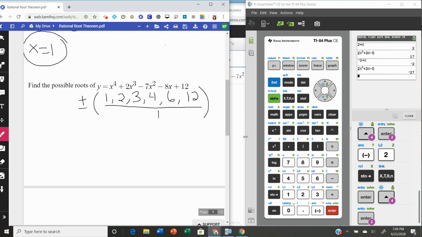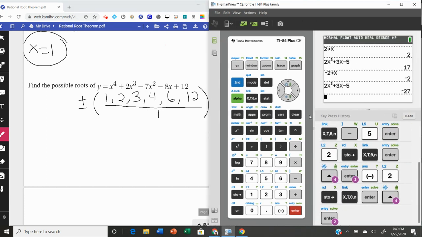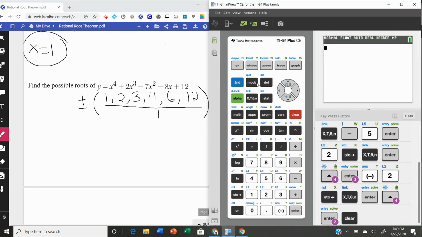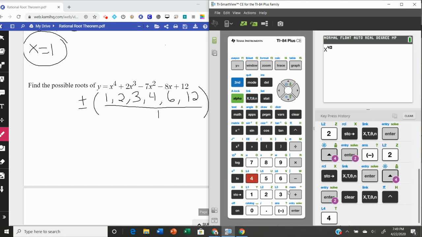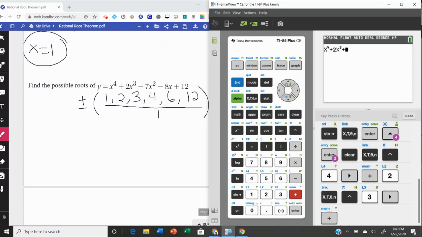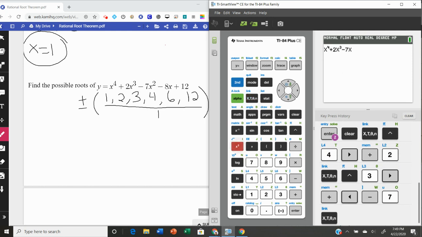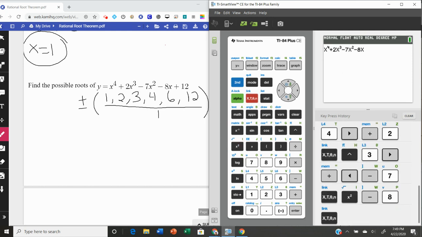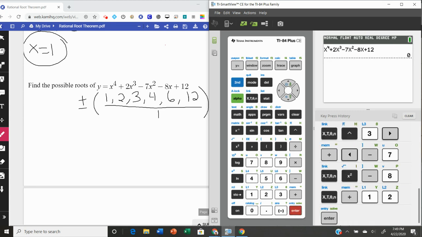Let's see. Clear out what I have here. I have x to the 4th, and then scooch out of that exponent, 2x cubed minus 7x squared minus 8x plus 12. That's my function.